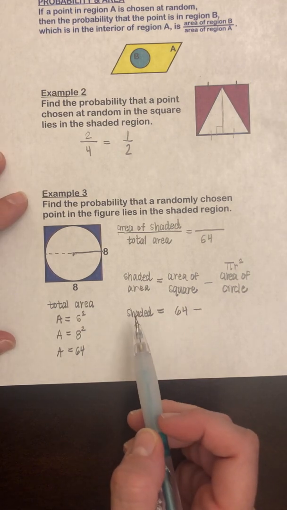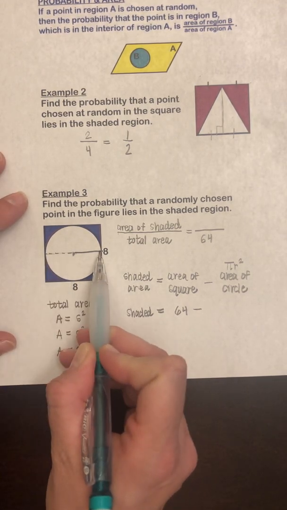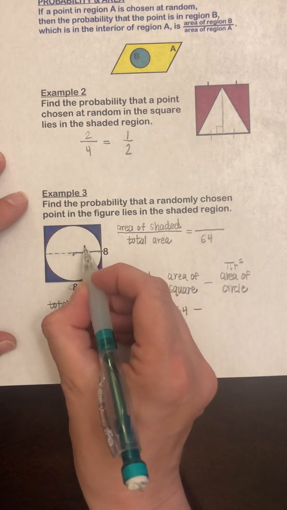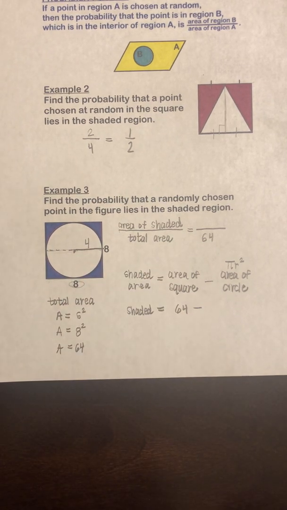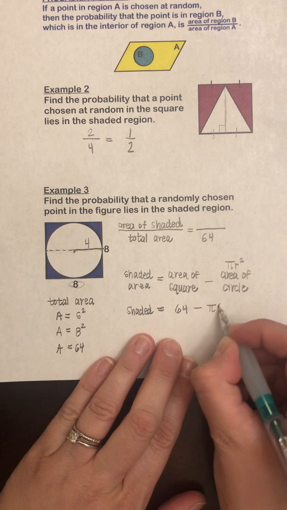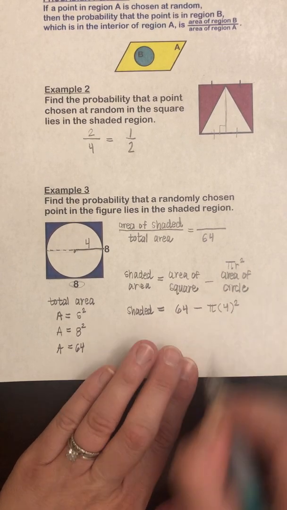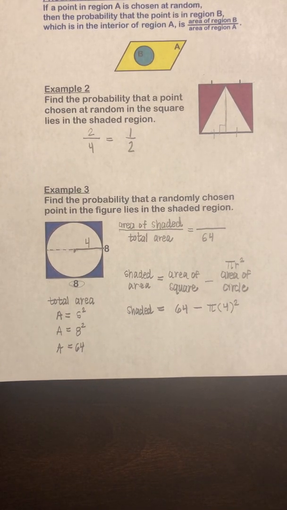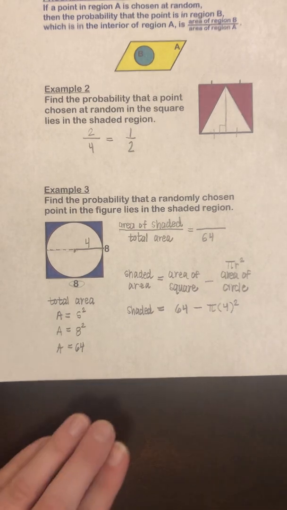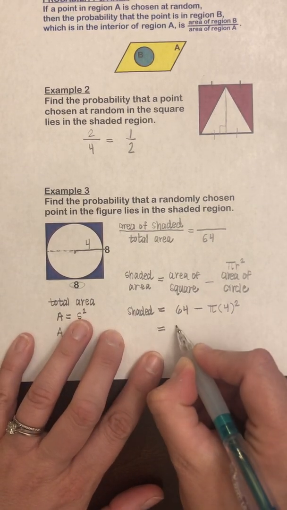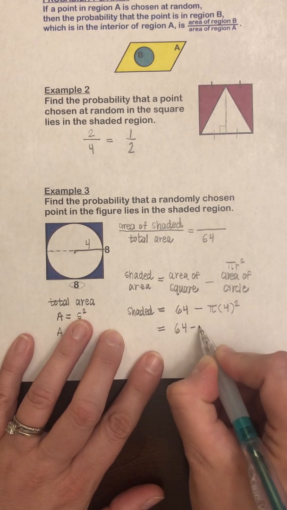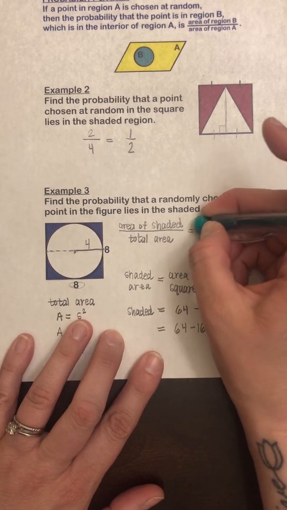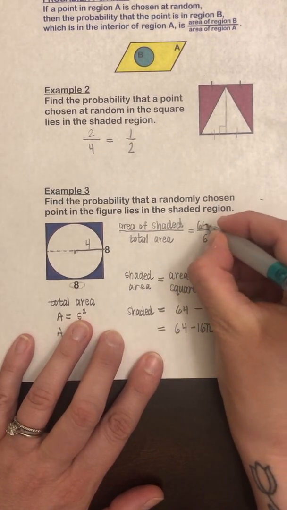Here's another thing we know in this picture in particular: all the way across that square is a measurement of 8. So if all the way across is 8, then that means that the radius has to be 4. So I'm going to do pi times r, being 4, squared. That's how I'm going to find the area of the shaded region. So 4 squared turns into 16. So my shaded area is going to be 64 minus 16 pi. And that's what I'm going to put, well, first I have to write it correctly, but that's what I'm going to put in the numerator.